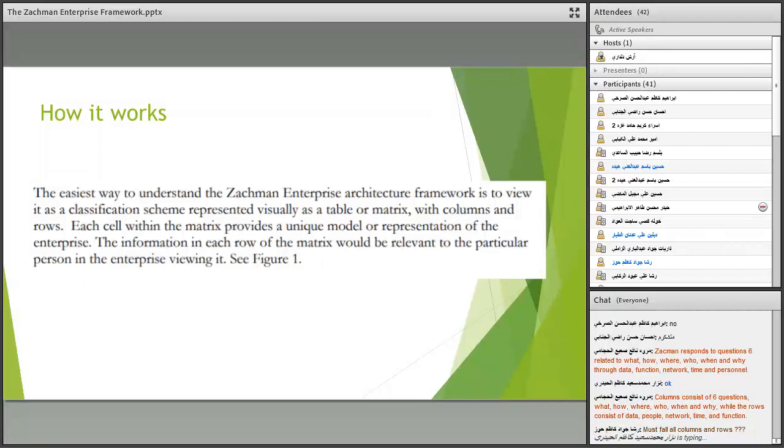Yes, you must fill all the cells of the Zachman matrix. If anybody has any questions, please ask your questions.